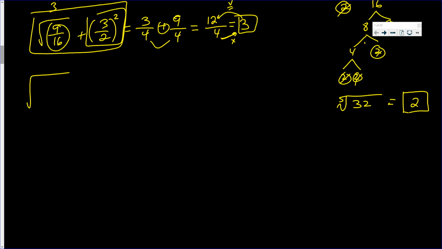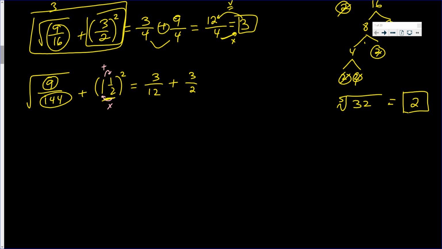Suppose you were asked to find the square root of 9 over 144 plus 1.5 squared. Well, I know the square root of 9, and I know the square root of 144, it's 12, plus, now, I don't know how to square that the way it is. You have to write it as an improper fraction. 2 times 1 is 2, plus 1 is 3, and we keep the denominator, which was 2. And that needs to be squared.